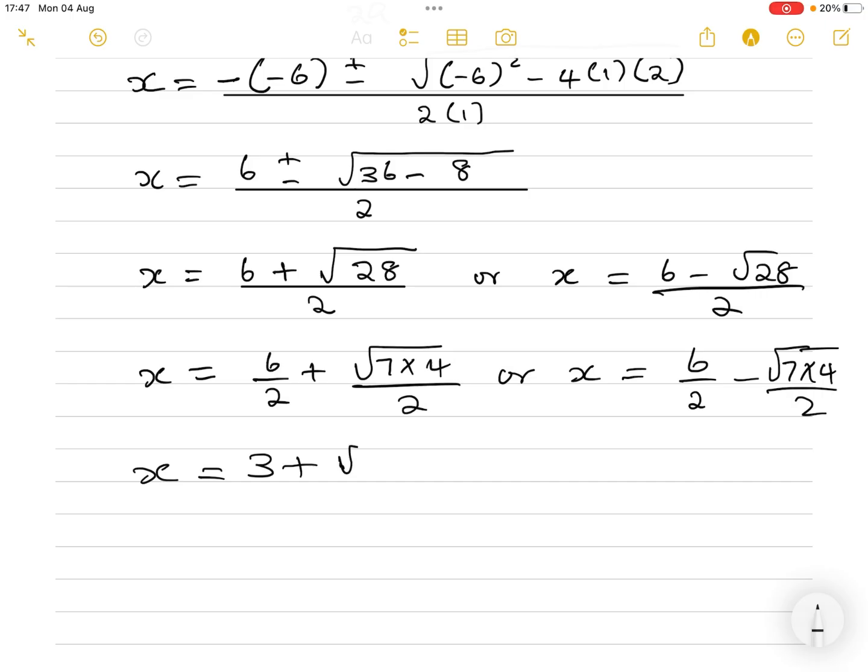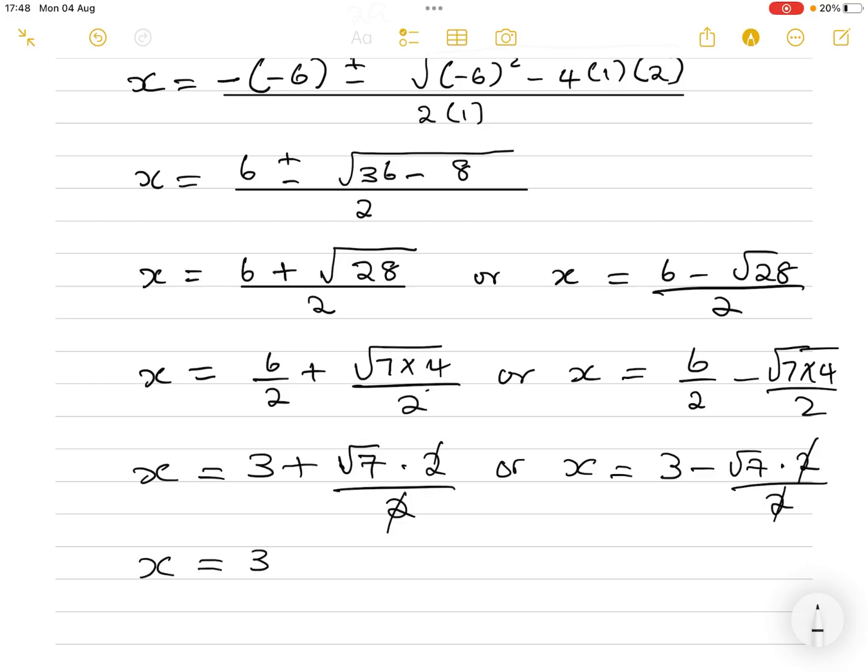here you know that the square root of 7 is irrational, but the square root of 4 is rational. So x is equal to 3 plus square root of 7 times square root of 4, which is 2, and then divide by 2. So this and this cancel, this and this divide. So you end up with x being equal to 3 plus square root of 7, or x is equal to 3 minus square root of 7.